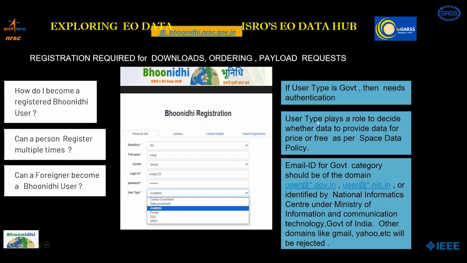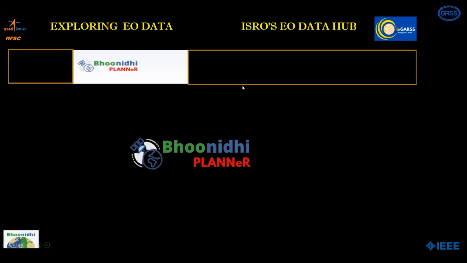So here, the user type plays an important role, because based on the policy, whether it will be priced or free will be decided. And also the email ID should be under the government domain category. It could be .gov.in or nic.in or any other email domains which are identified by the National Informatics Center under the Ministry of Information and Communication. So those will be used, but users giving email IDs like Gmail or Yahoo will be rejected. So these are the kind of care that a user should take when they are doing the registration.